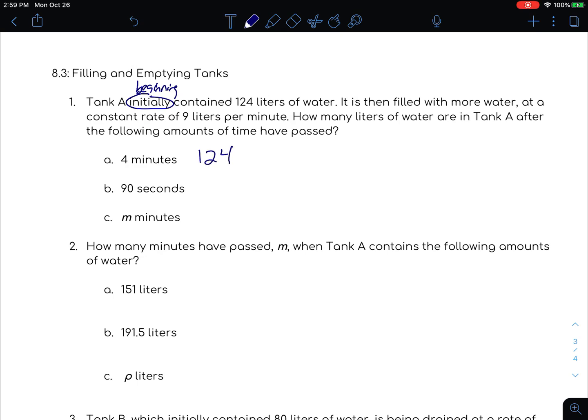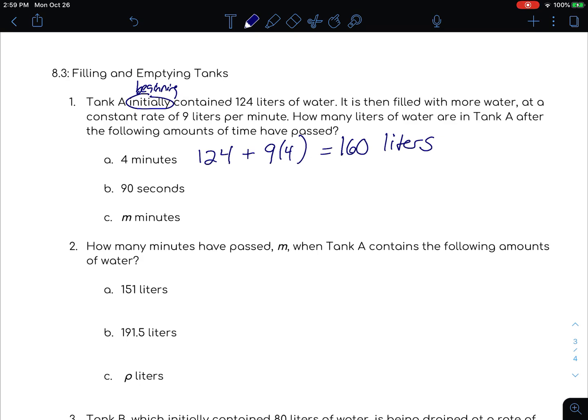All right, so we've got 124 liters of water originally, beginning with that amount. And then we're adding 9 liters per minute. So in this case, we're adding 9 liters over 4 minutes. So 9 times 4 would be 36, and then we're going to add that to the original amount. So 124 plus 9 times 4 will be 160 liters of water.